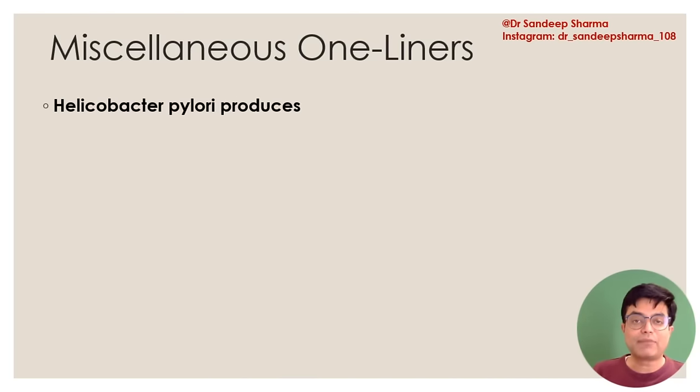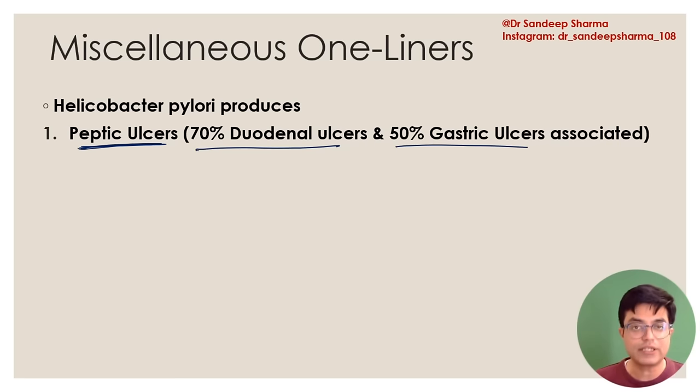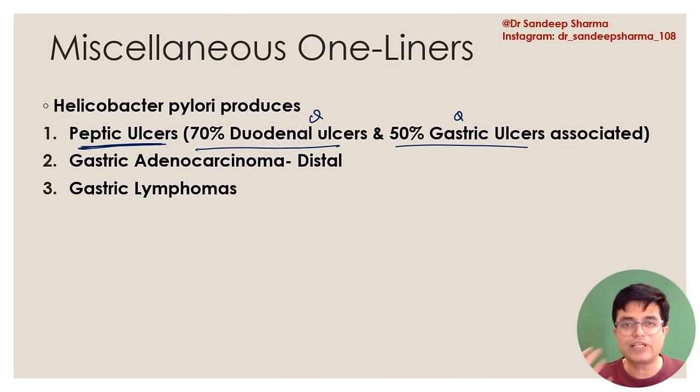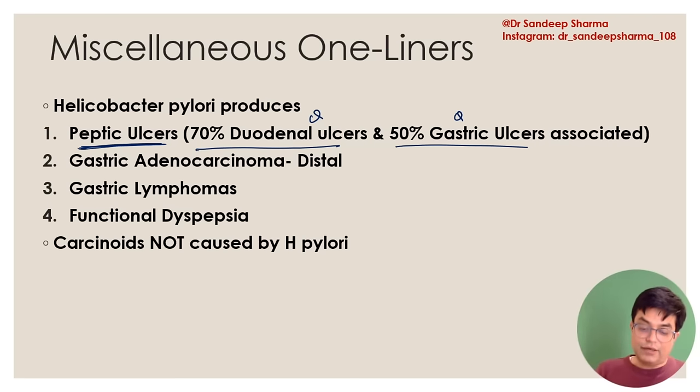Helicobacter pylori kya kya karta hai? First of all, Helicobacter pylori produces peptic ulcer. So peptic ulcer, what is the most common cause? H. pylori. 70% duodenal ulcer, 50% gastric ulcer. These percentages asked in the NEET PG exam, so you can remember for FMG also. Gastric adenocarcinoma can happen due to H. pylori, but distal carcinomas are common, and gastric lymphomas have also been described. It can also produce functional dyspepsia, where ulcers are not there, but bloating, abdominal distension kind of non-specific complaints will be produced.